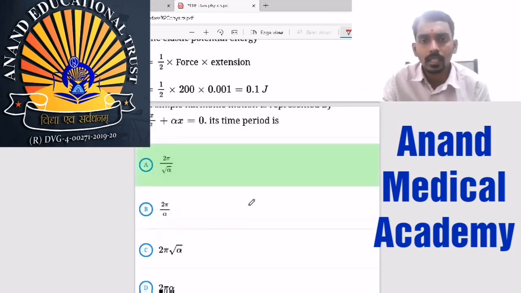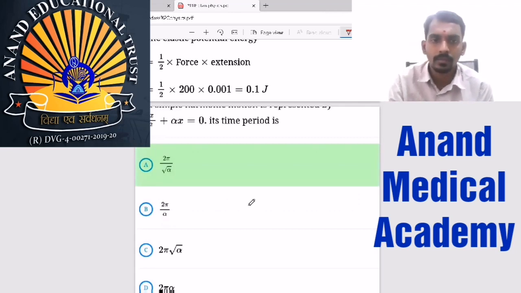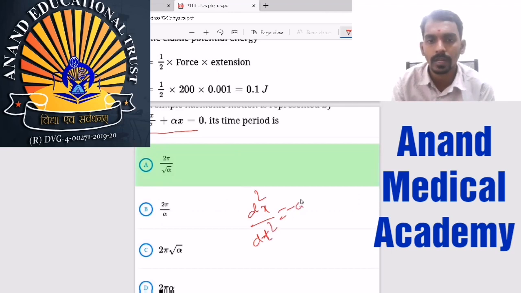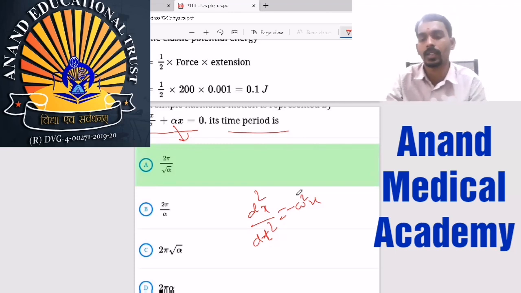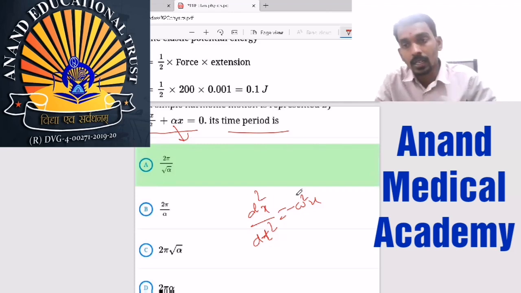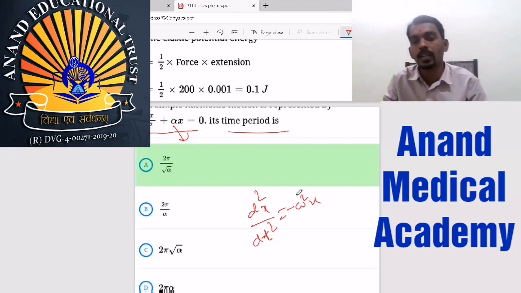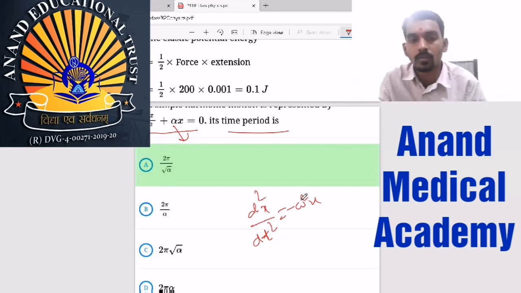Now here, based on SHM, actually the question is not clear, but this is the equation. Then you have to compare with the general equation, d square x by dt square equals minus omega square x. If you compare, in place of omega square, what is there? Alpha. Then you will get omega. They are asking what? Time period. T equals 2 pi by omega. Because most of the time they asked questions in SHM from velocity, acceleration, time period, and energy based on these things only. Most of the times, one question they used to ask.